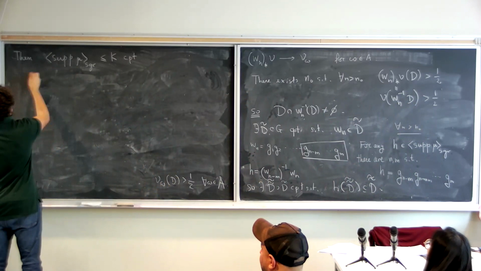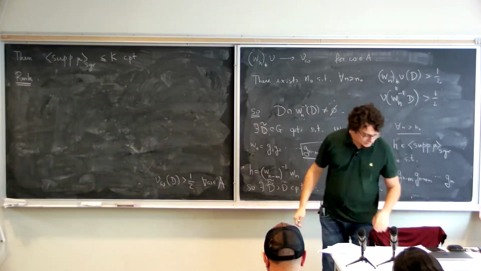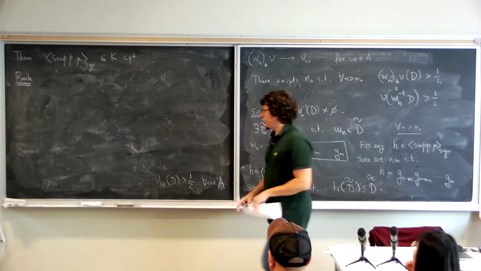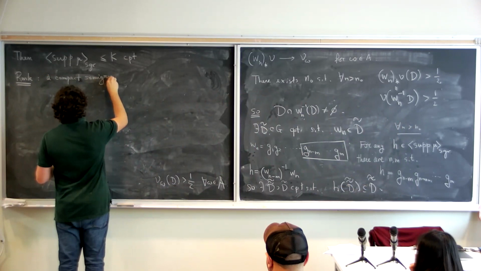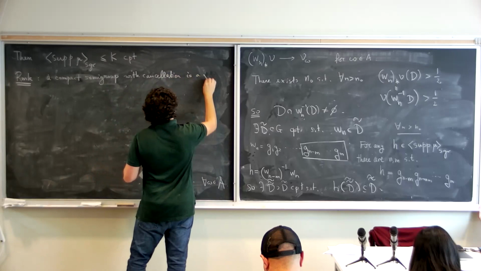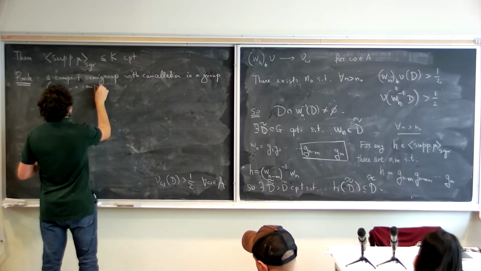So we also use a remark, because here I put subgroup, which is more natural from the point of view of random walk, but in fact, you could say it for a group. And so we have to use the following fact: a compact semigroup with cancellation is a group, meaning, for instance, a compact semigroup inside a group.